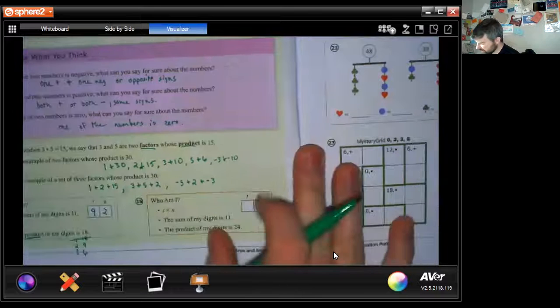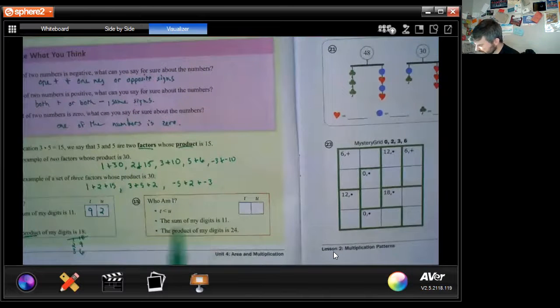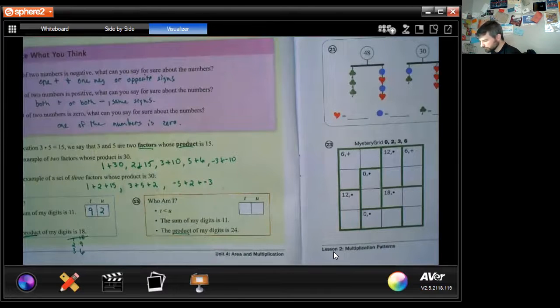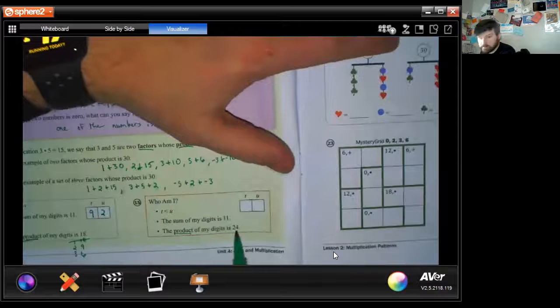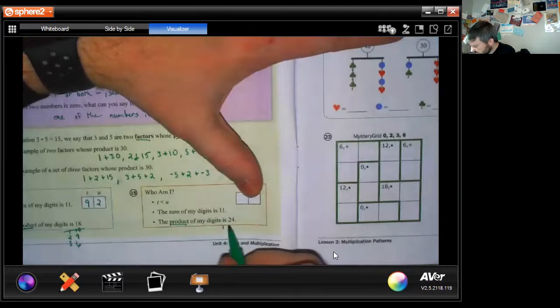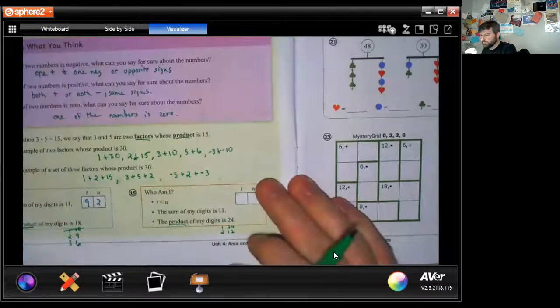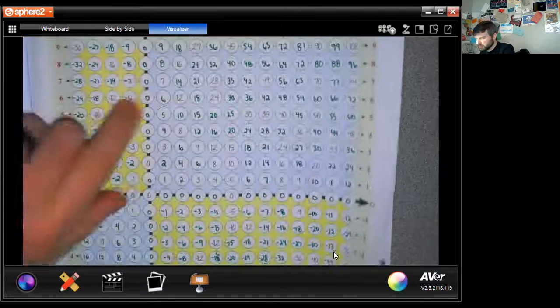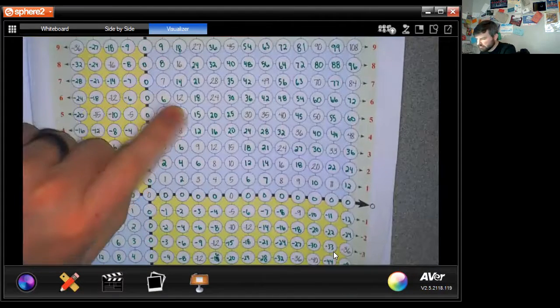T is less than U. The sum of my digits is 9. The product of my digits is 24. So we need to look at some factors for 24. So that's 1 and 24, 2 and 12. I can't use any of those yet. If you need help finding factors of 12, just look here and see which ones give you 12.